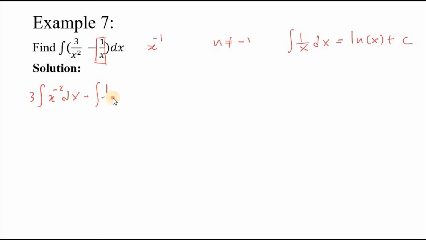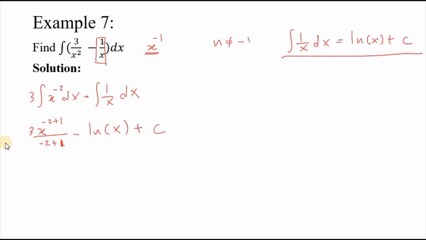Minus the integral of 1 over x dx. I'm going to keep it that way because we don't have an integral for a power that is -1, and the formula that we're going to use is this formula. So now I'm going to integrate. This is basically 3x to the -2 plus 1 over -2 plus 1 minus log x plus c.